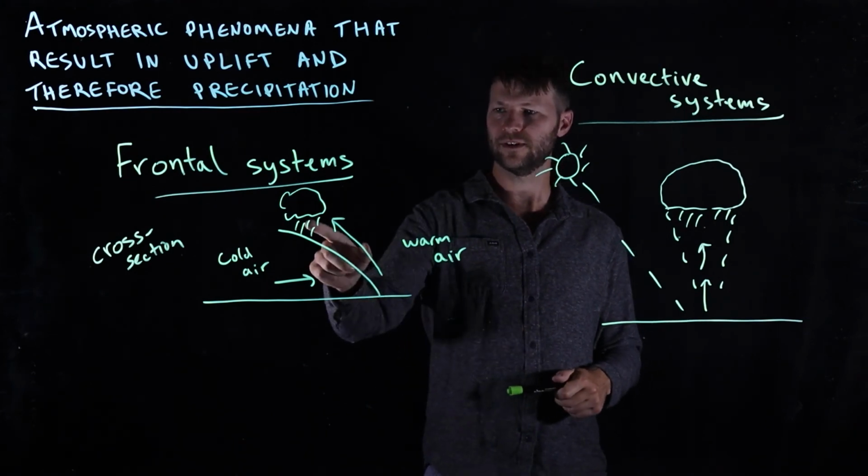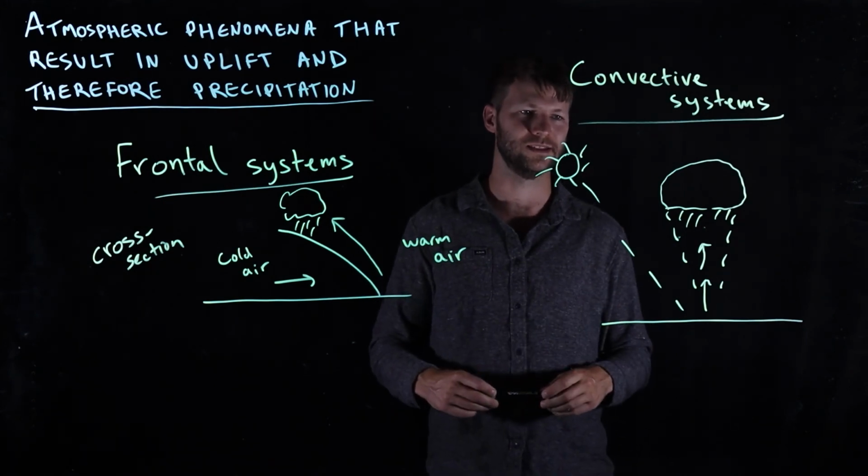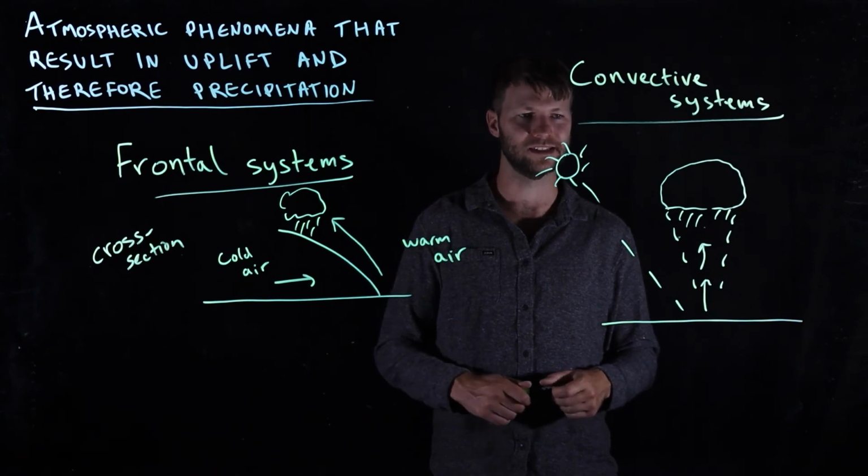The other point is that these frontal systems can persist for days, whereas convective thunderstorm systems are typically fairly short-lived, lasting for a few hours.